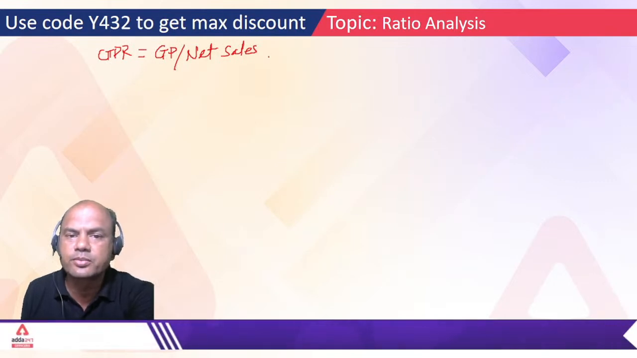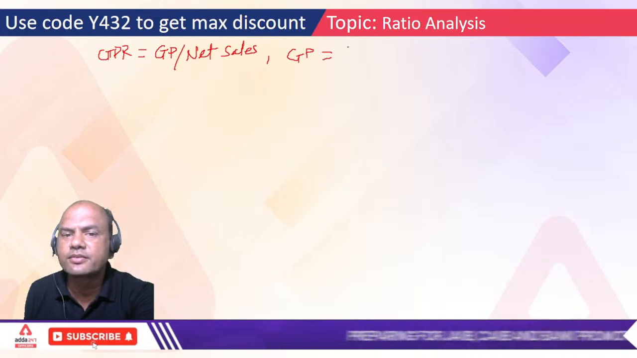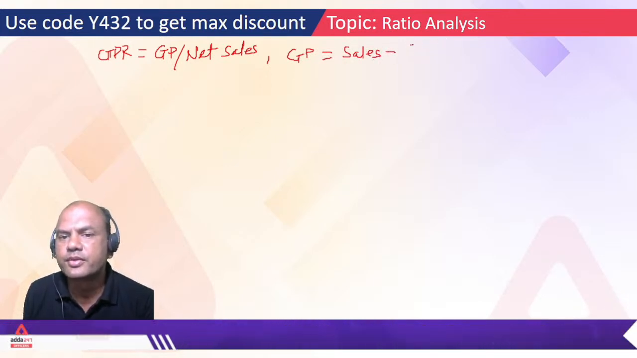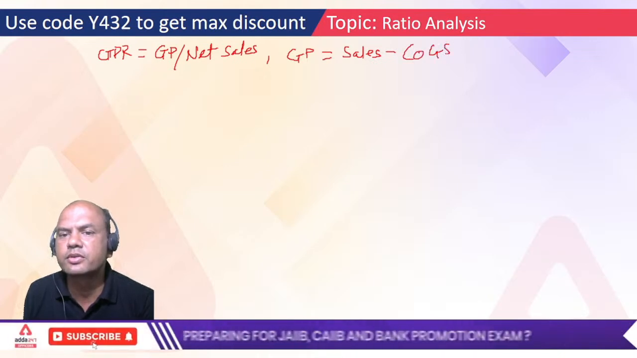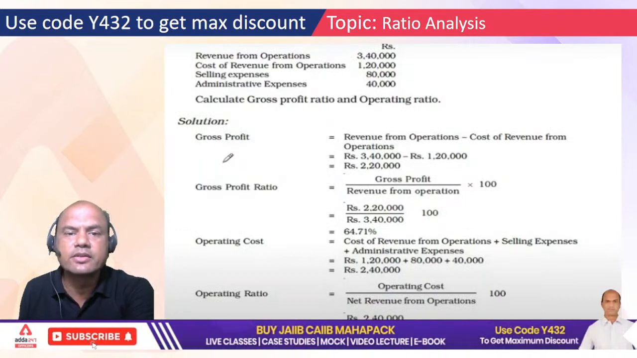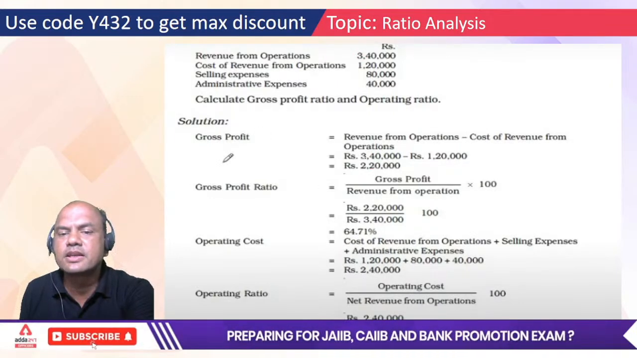Let's see gross profit. The simplest way I'll tell you: sales minus cost of goods sold, COGS we call it. So what is sales given over here? Sales given is 3,40,000. See here, the word revenue means sales. Always remember this. So sales given is 3,40,000, and cost of goods sold means what?